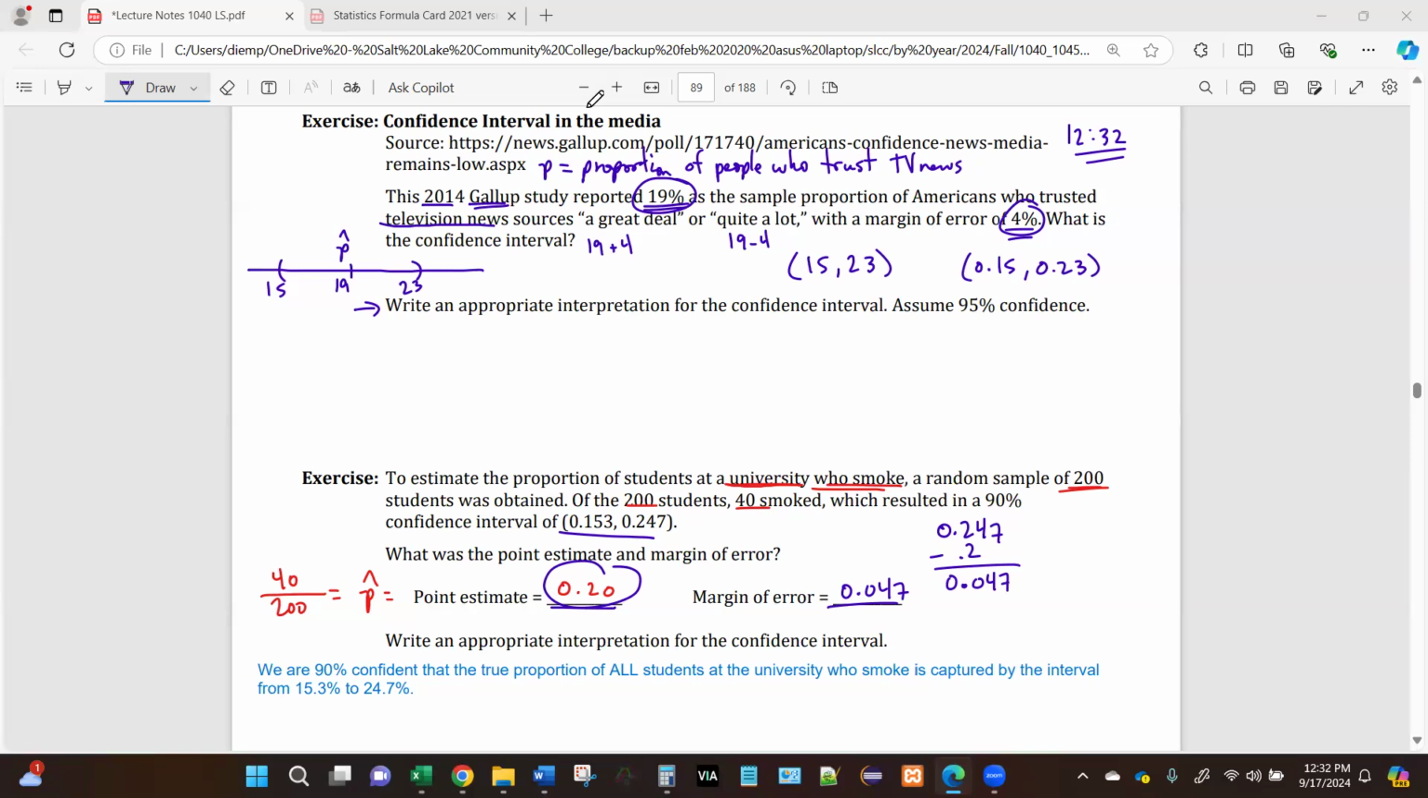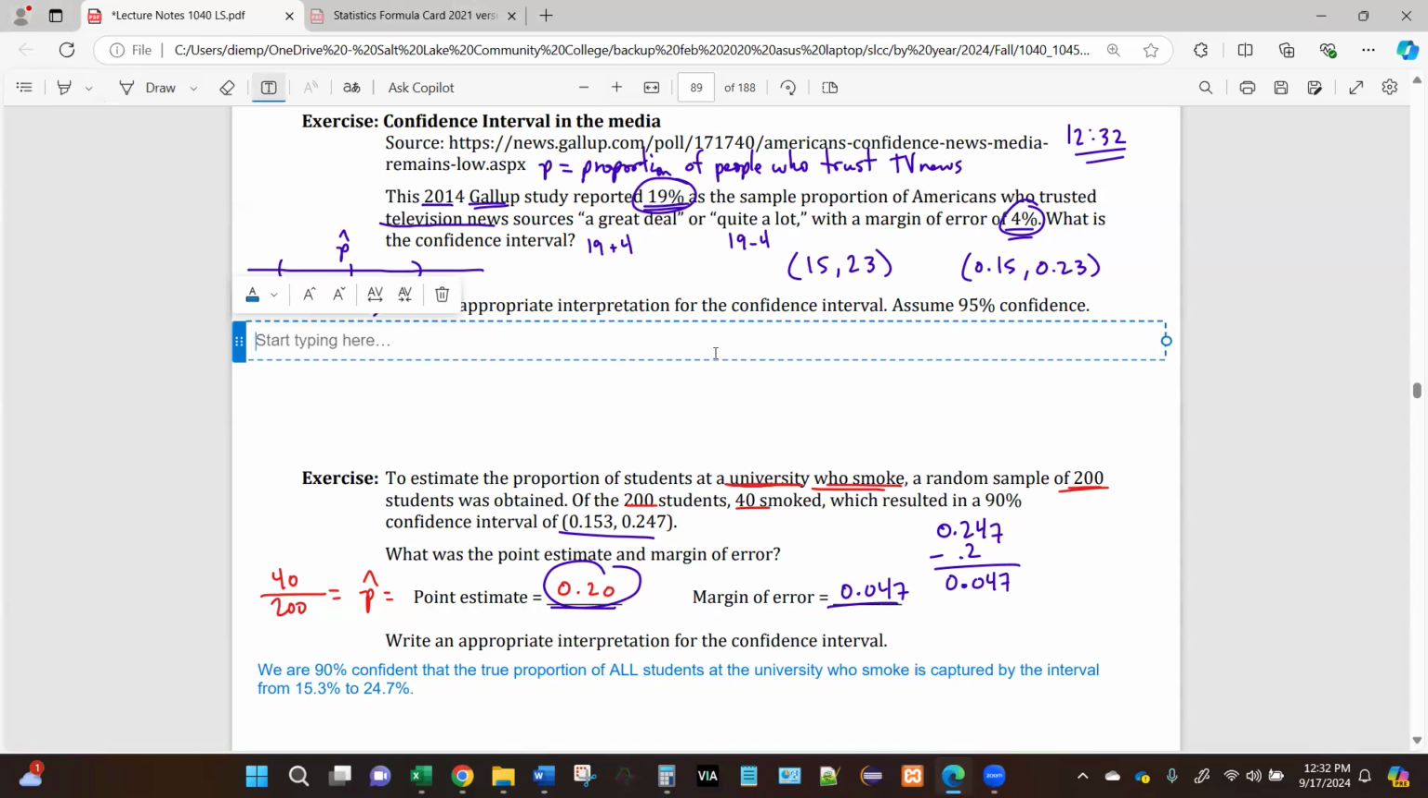Okay, so can anybody tell us what their interpretation is for this? I've done a few of these now, and so I would love it if somebody else were to speak up here and tell us how to interpret the interval. All right, let's see here. So here's what Armand has in the chat. I'm just going to copy and paste it right here, and then we can look at it and see what we think. We're 95% confident that the true proportion of all Americans who trust TV news is captured in the interval from 15% to 23%. Perfect. Couldn't have said it any better.